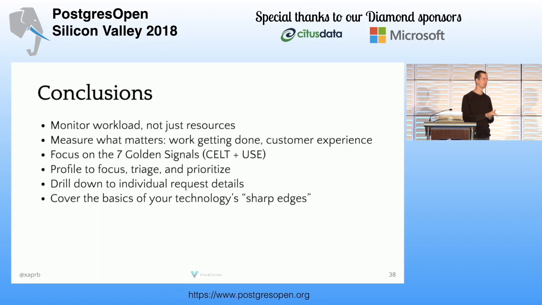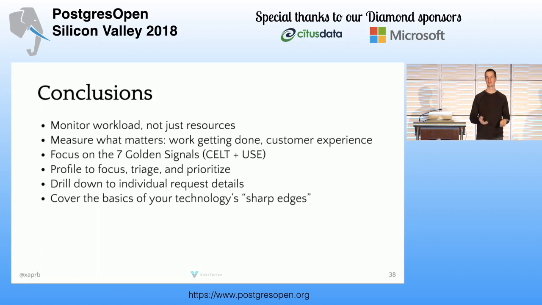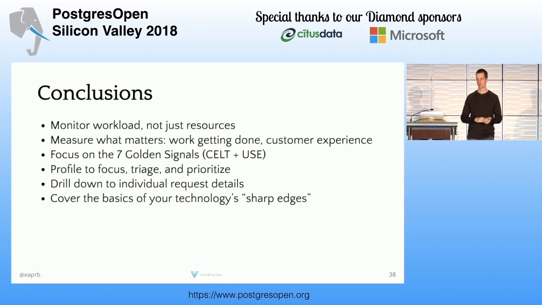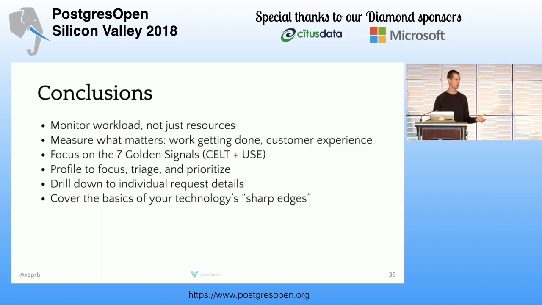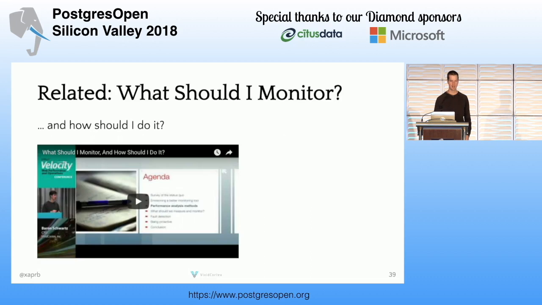In conclusion, monitor workload and the external customer experience of your service, not just whether it is up and whether there seems to be enough CPU and things like that. Measure that work getting done. That's what your database server is there for. That's what you should measure, and insist that it does a good job on. Focus on those seven golden signals. That's a much reduced set of things that will keep you from looking at 300 things and not knowing what to do next. Drill down into the individual queries and requests and cover the basics of the things that tend to be problematic, and make sure that those are happy.